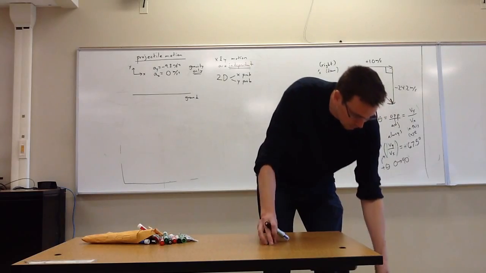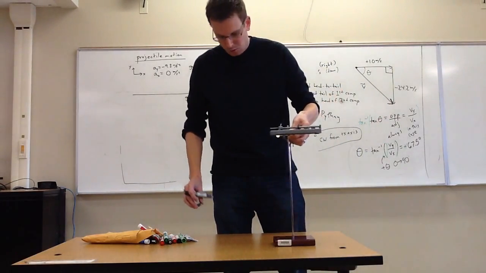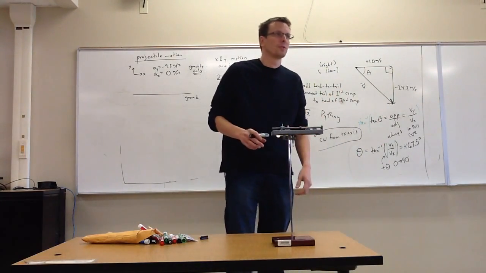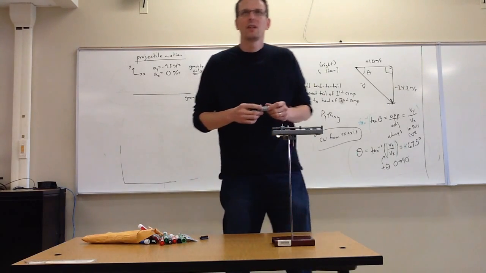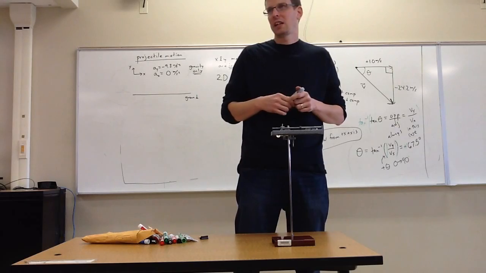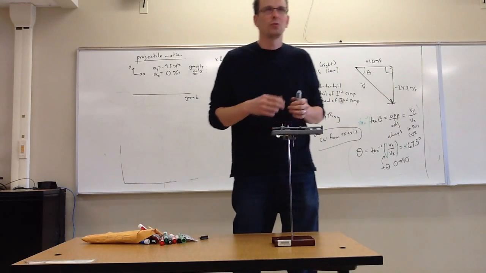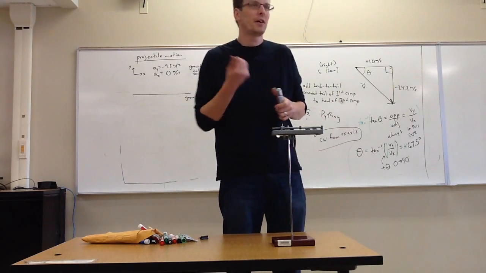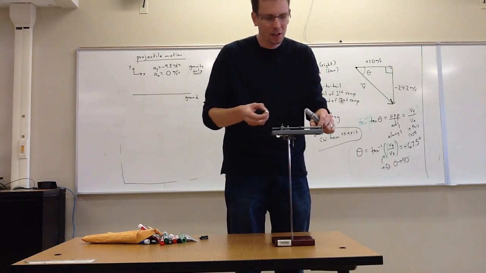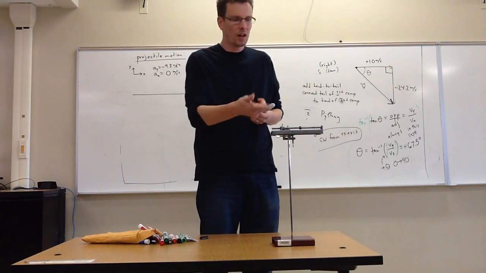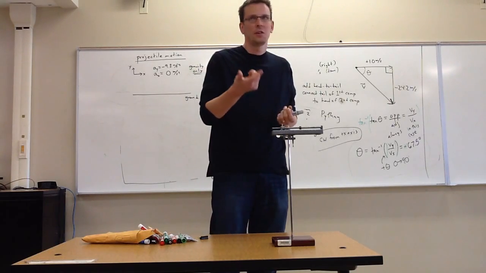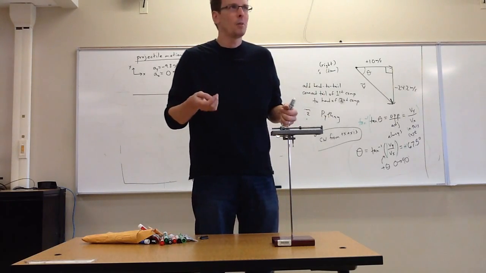I have this demo here, which I like to call the drop and shoot. It's basically a simple mechanical apparatus that lets me simultaneously do two things. It allows me to drop a ball simultaneously to firing one horizontally. So how am I going to do this? Well, this is kind of like a little spring-loaded launcher. You can think of it as kind of coming out of a pinball machine.